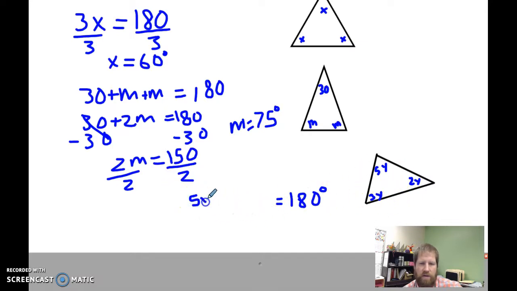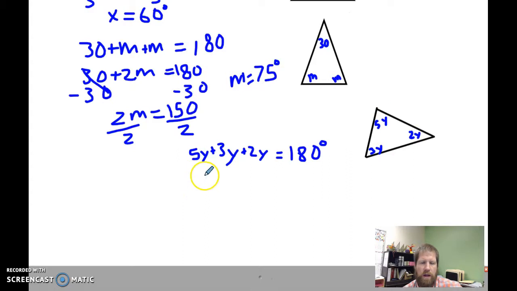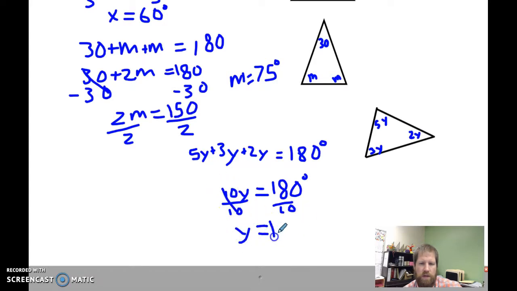We have 5y plus 3y plus 2y equals 180 degrees. All right, got my three angles. And now add those up together. 5 plus 3 plus 2 would be 10y equals 180 degrees. Divide by 10, divide by 10. y is equal to 18 degrees.